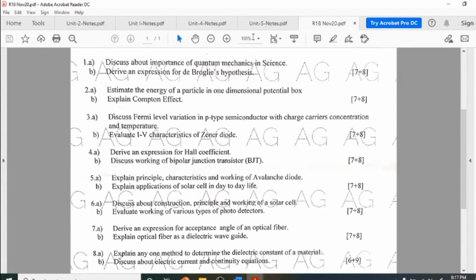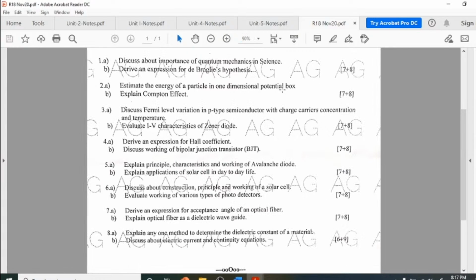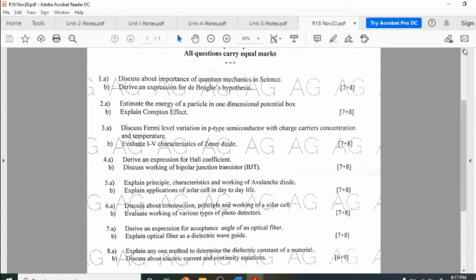So I would make it to 90, so that you can see the entire paper. This is how the paper is, 8 questions in the JNTUH examination. Now can you have a view.